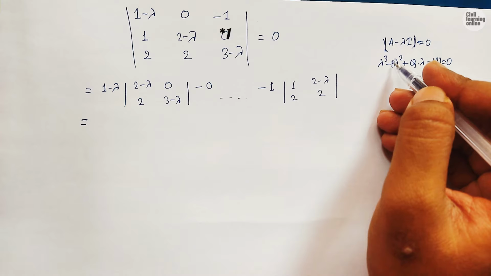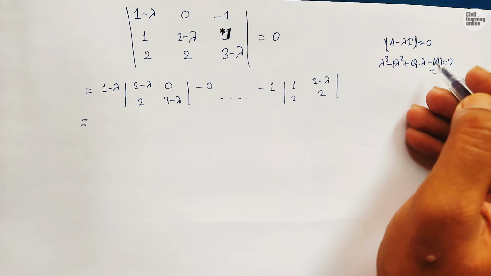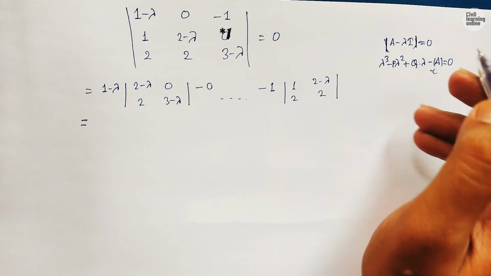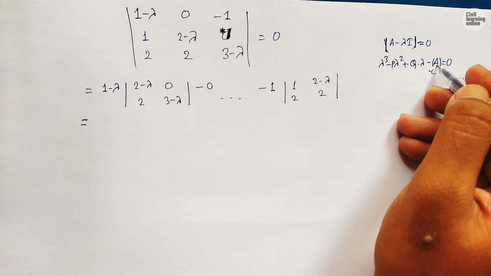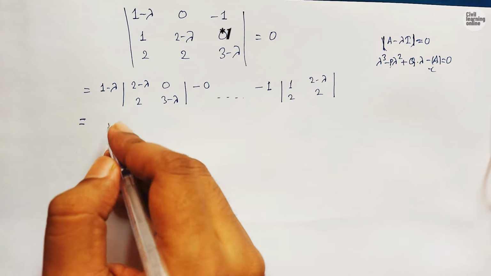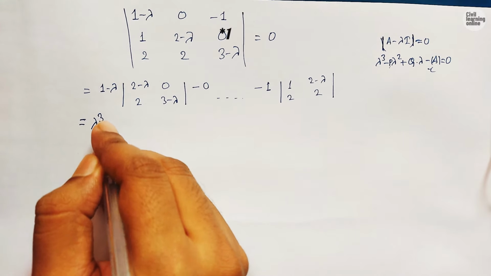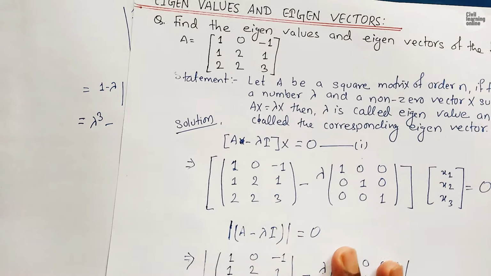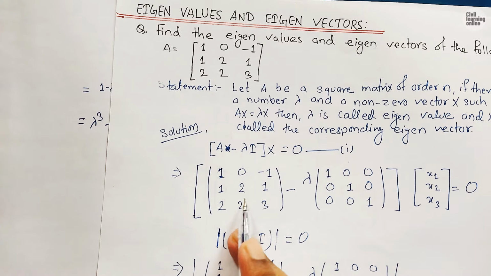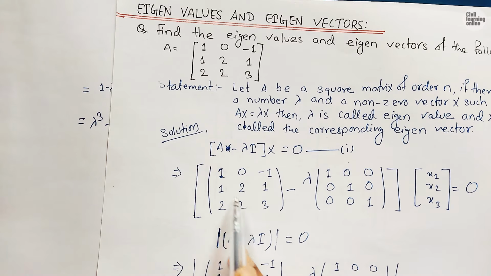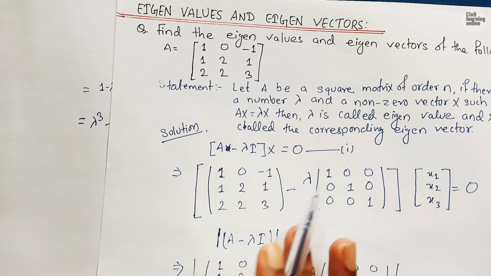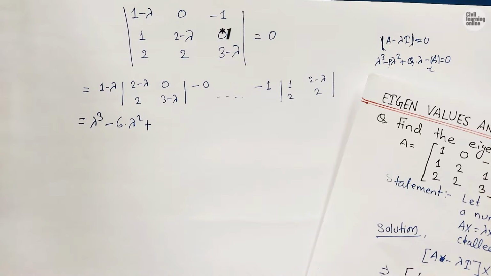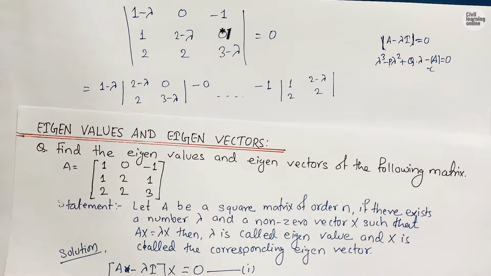p is the sum of the diagonal elements, and q is the sum of the minors of the diagonal elements. I am going to show you right now how we find the values of p and q and the determinant of A. So I will write lambda cubed minus p, where p is the sum of the diagonal elements. For that I am going to use the matrix given in the question, where we have the diagonal elements 1, 2, 3. So the sum of the diagonal elements is 1 plus 2 plus 3, which is 6. So I write 6 times lambda squared plus the minors of the diagonal elements.